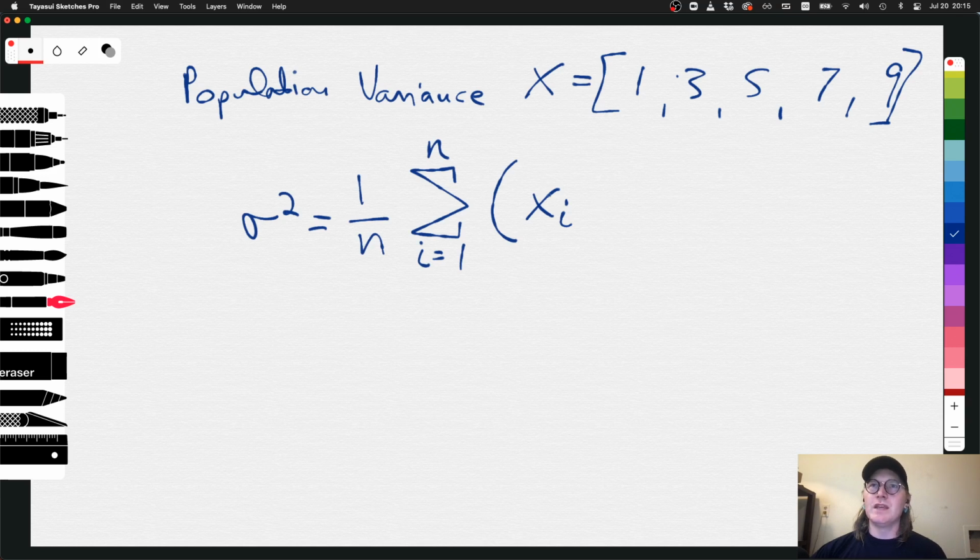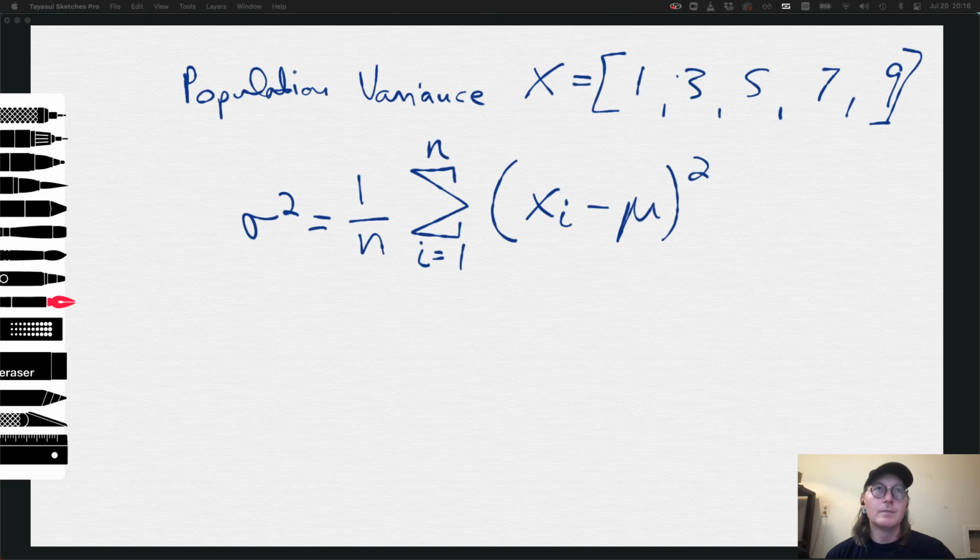So this is each data point and the mean, right? The mean being mu. And then we're squaring that. Why do we square it? Does anybody have a quick, easy explanation for why we might be squaring these differences? Any thoughts on that? Yeah. The simplest explanation is it accounts for negatives.